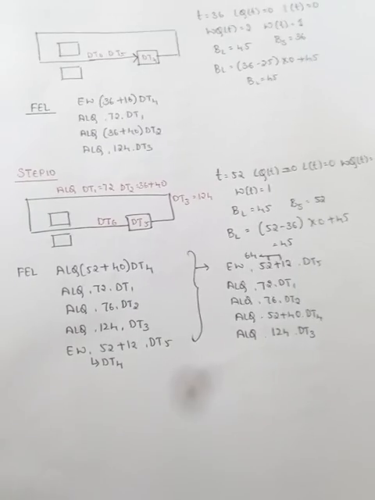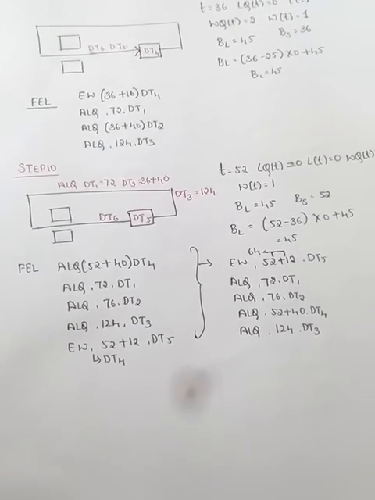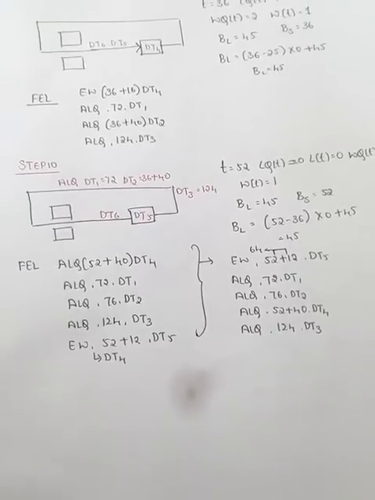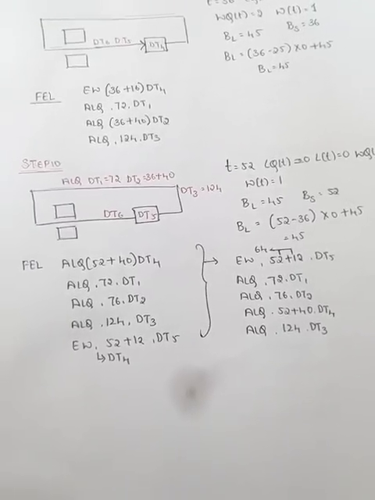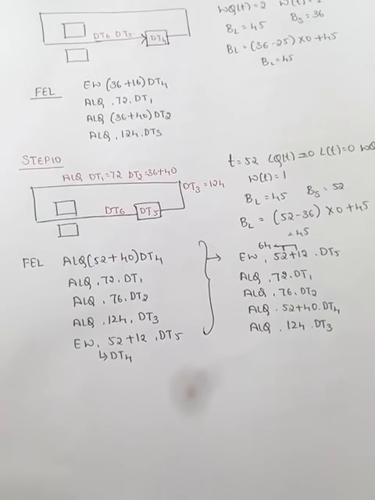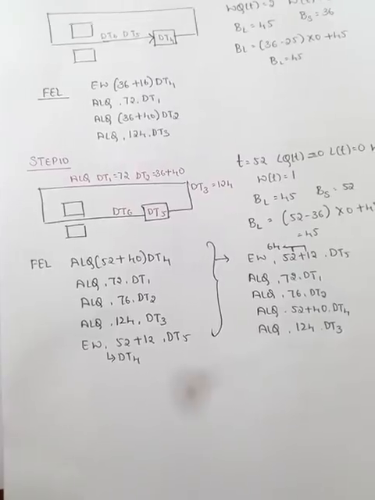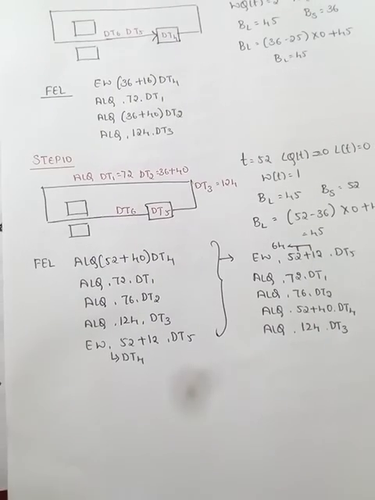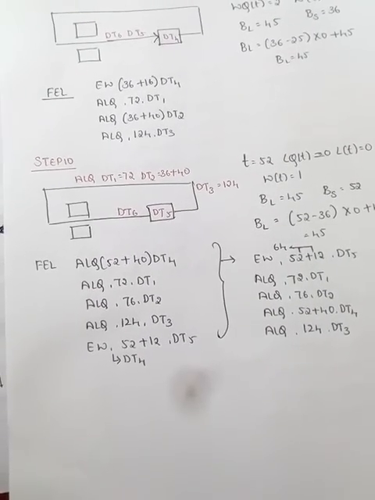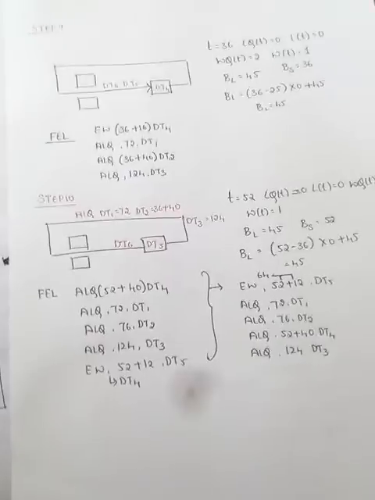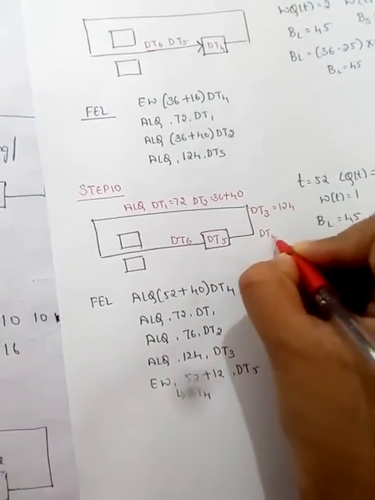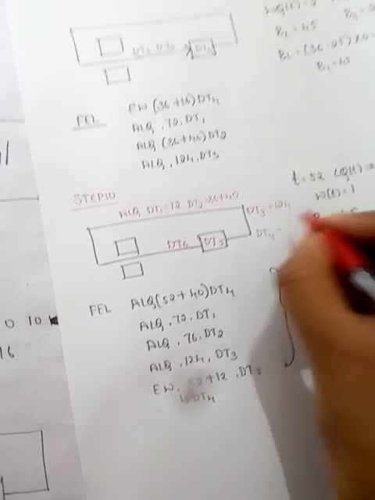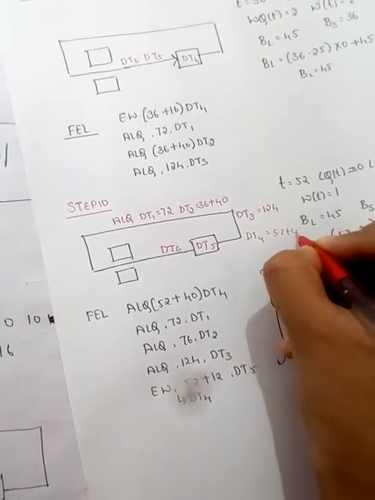In my step 10, the truck DT4 has been moved. Now the truck DT5 has come to your weighing scale and DT6 is still in your weighing queue. Then ALQ of your DT4 is 52 plus 40.